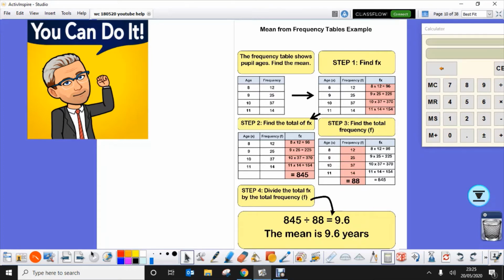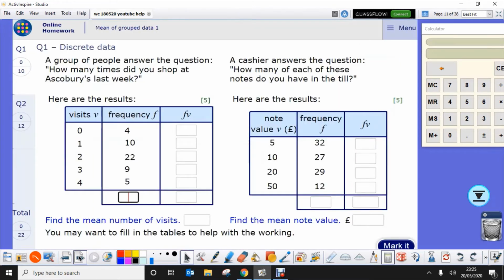So we're going to try and put that into practice on MyMaths. Question 1, we've got a group of people. They answered this question, and here are the results. How many times did you shop at Askerberry's last week? So 4 people didn't shop at all, 10 people shopped once, 22 people shopped twice, 9 people shopped 3 times, and 5 people shopped 4 times.